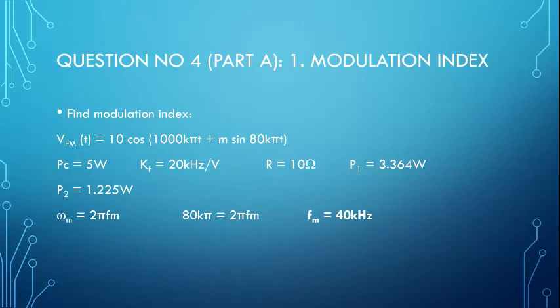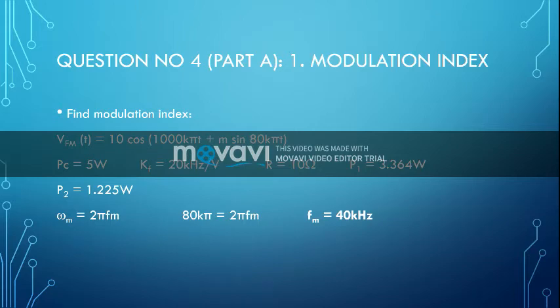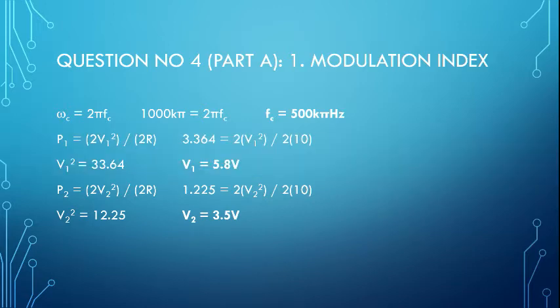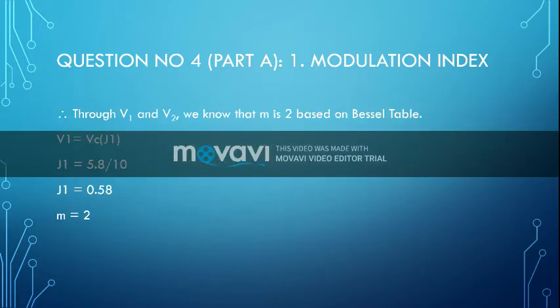This is the calculation for the modulation index, with all the parameters given. So we find that FM is equal to 40 kHz, FC is equal to 500 kHz. For P1, we use the equation P is equal to V squared over 2R. We get V1 equal to 5.8 volt and V2 is equal to 3.5 volt. We use the same equation, so we get V1 and V2.